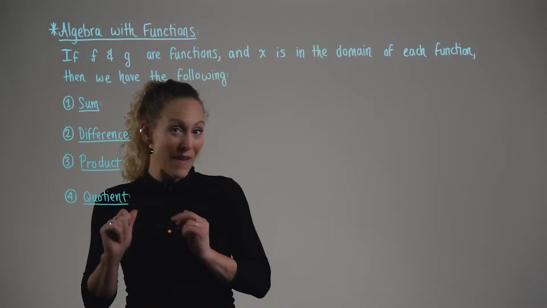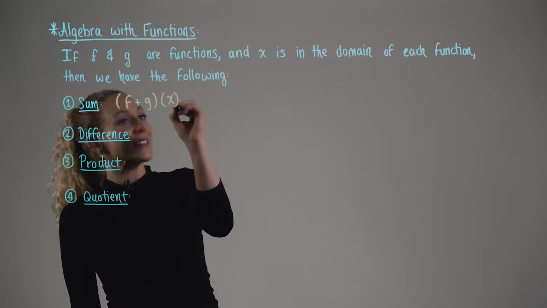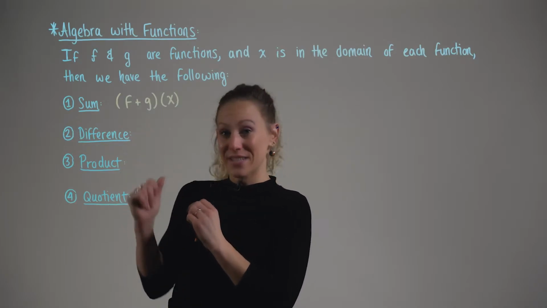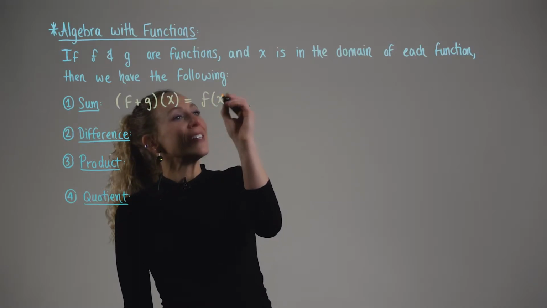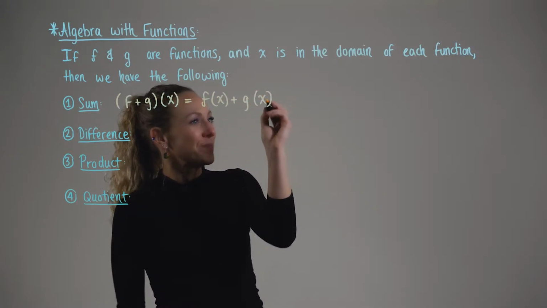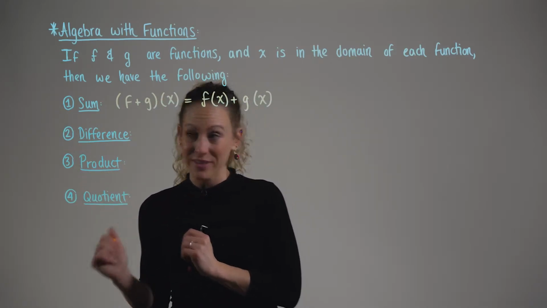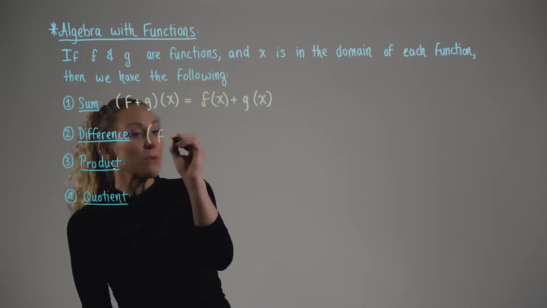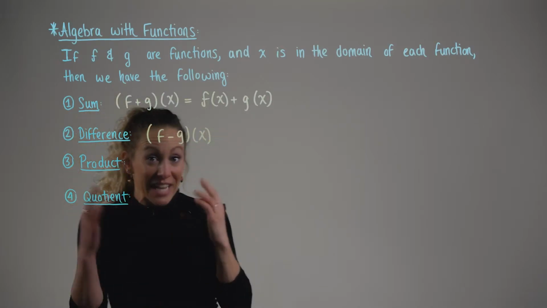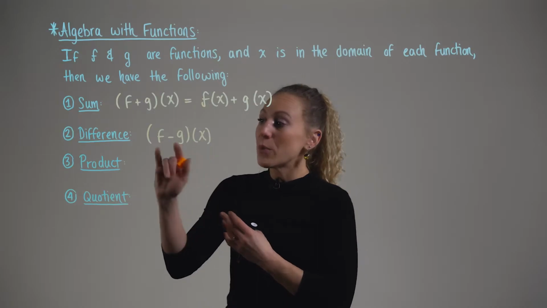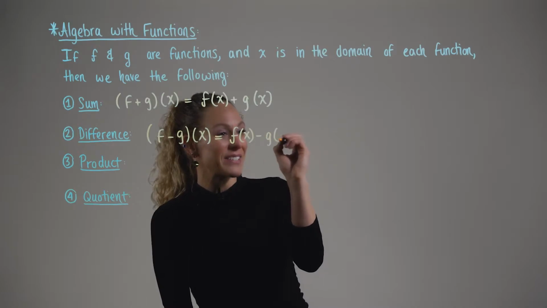So the sum of f and g is defined as (f + g)(x). And now to actually find the sum of these two functions, we expand this out to f(x) + g(x). Very similarly, we have the difference or subtraction of functions. Here, we define the difference of functions as (f - g)(x). And again, to actually perform this calculation, we need to rewrite this as f(x) - g(x).